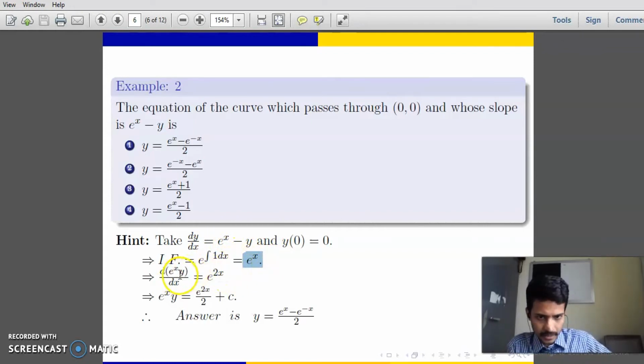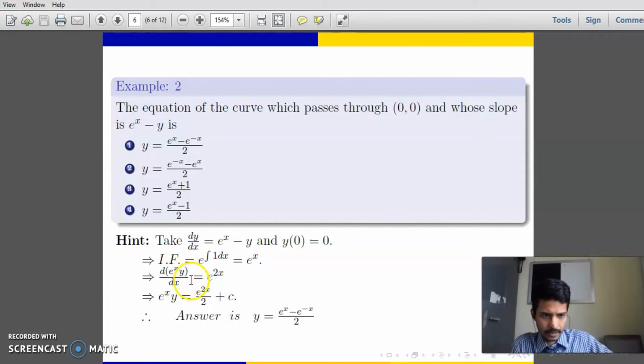Now I will tell a hint, which is helpful for directly writing the left hand side. How to write this left hand side? Listen carefully. What is the integral factor? The integral factor is e to the power x. What is the dependent function? Y is the dependent function. So therefore the left hand side is d by dx of integral factor into dependent function.